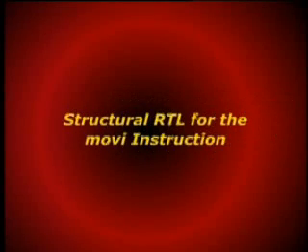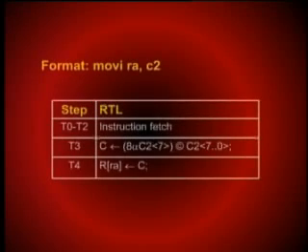There is a move immediate instruction indicated in the next slide. Now we have destination register RA and a constant C2 is to be moved to destination register RA. T0 to T2 correspond to instruction fetch. Timing step T3 takes the C2 constant and places it into buffer register C. Note that C2 is an 8-bit constant and register C is a 16-bit register.